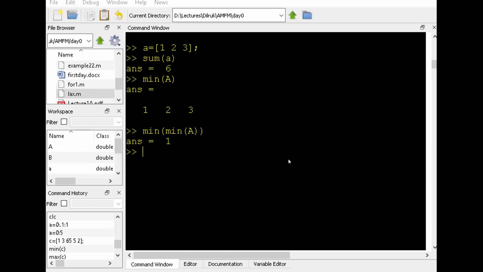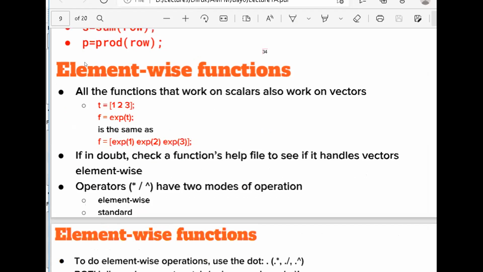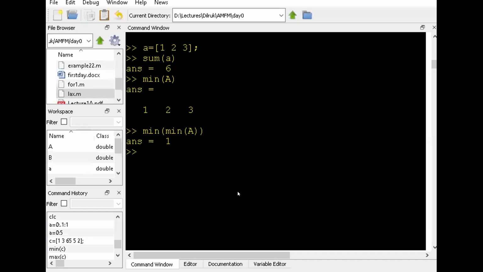All right. You know these things, right? Minimum. Those are very important for us. Product, sum. These are column wise. And the other one is element wise operations. So let's clear my screen.